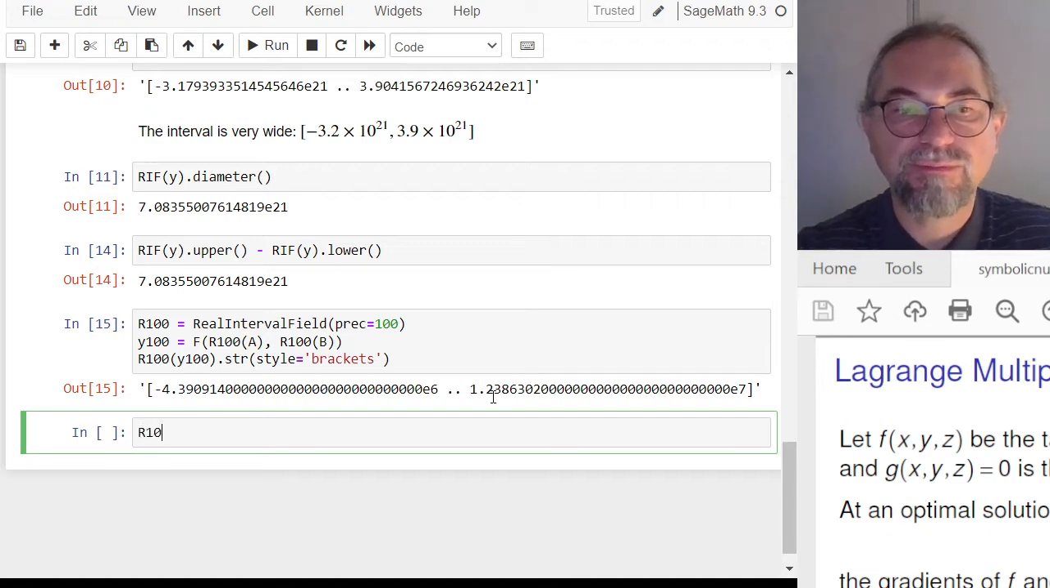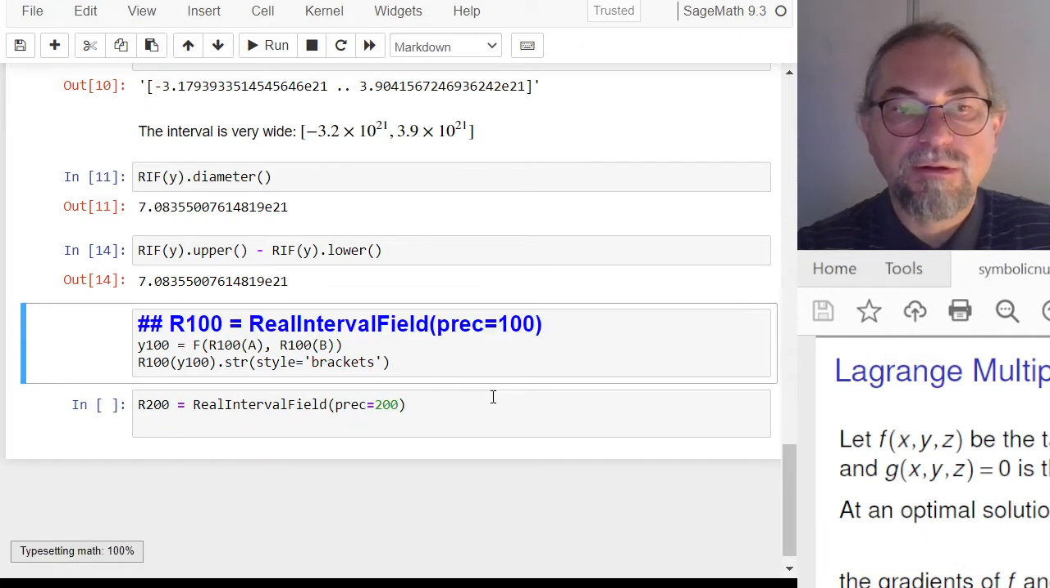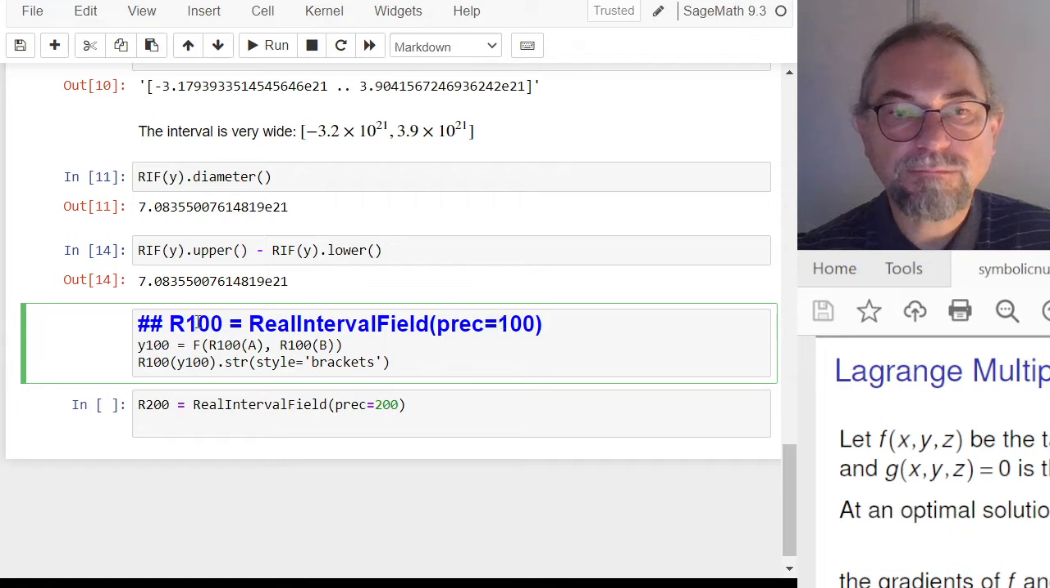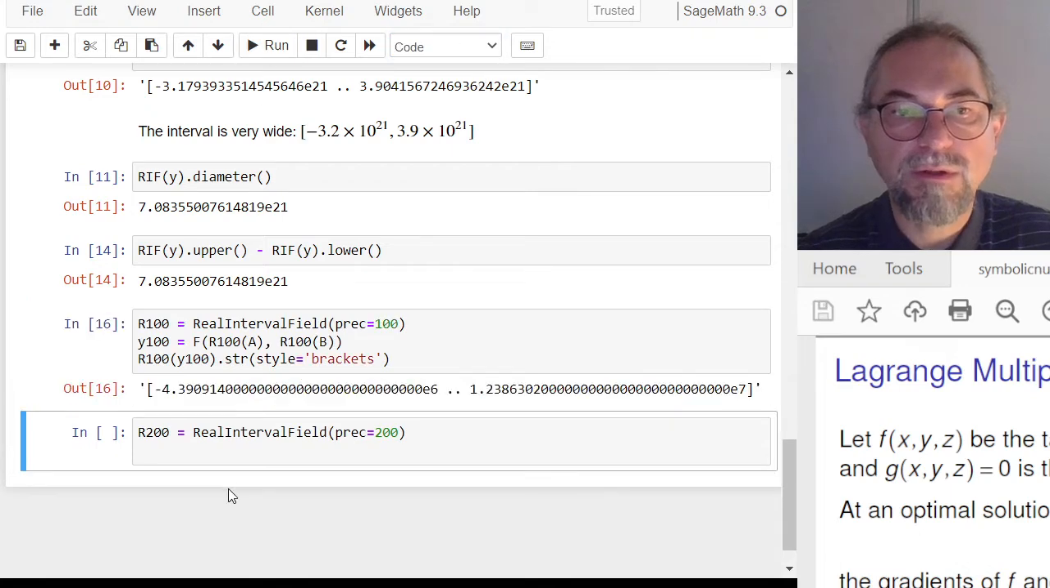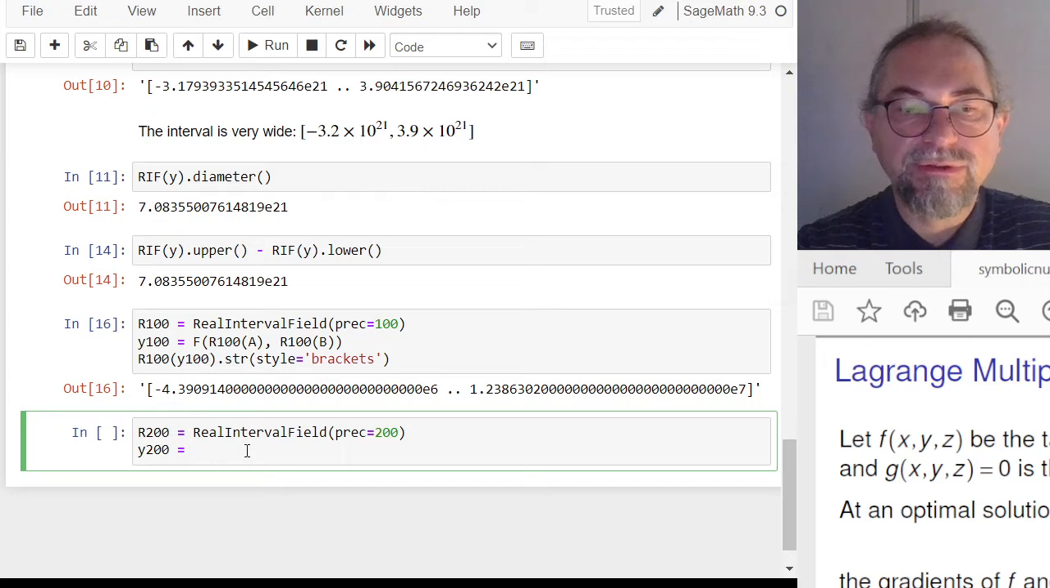So let me do this doubling of the precision one more time, to 200. The y200 is the result obtained by computing in that precision.